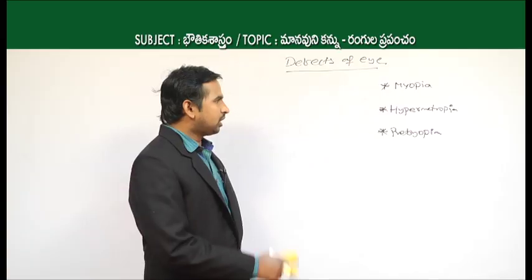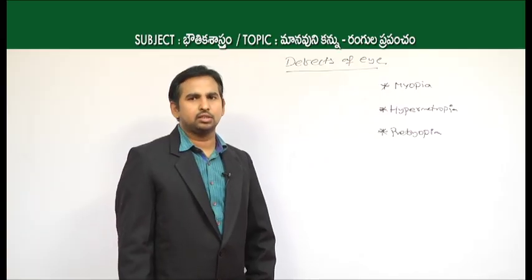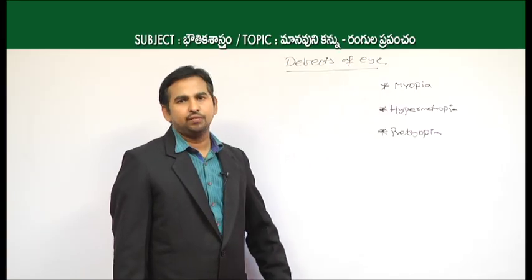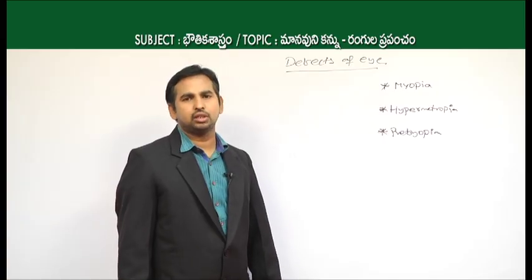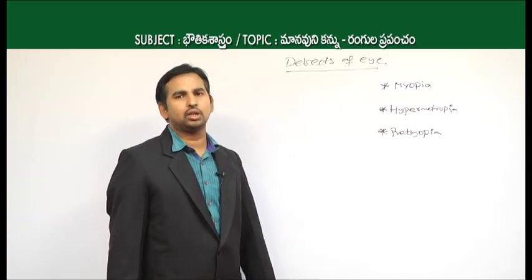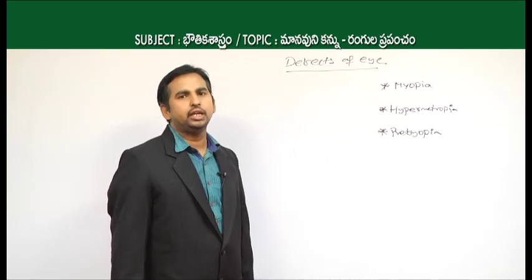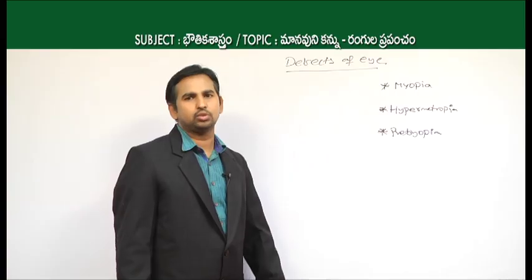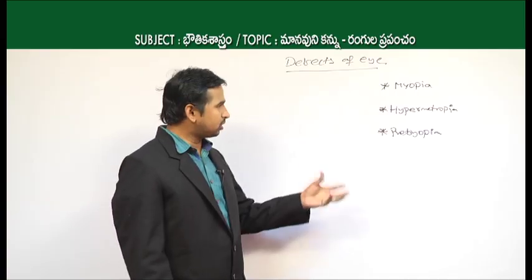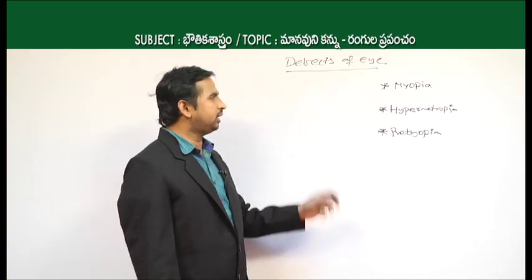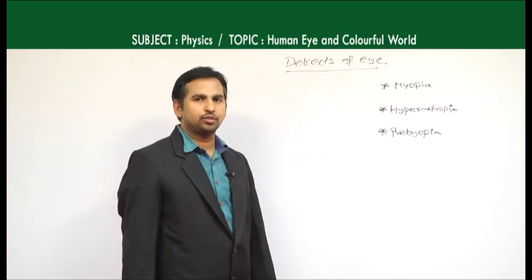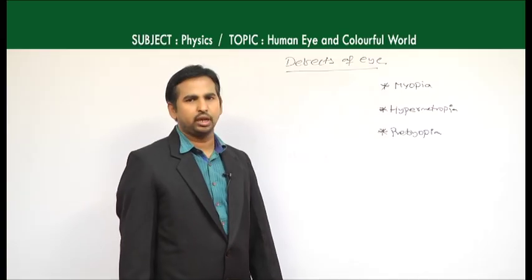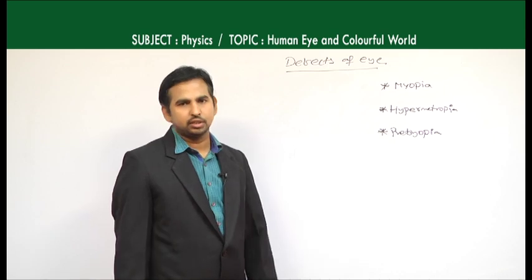Now, in the case of myopia, the short sightedness comes because, whenever our ciliary muscles are adjusting the focal length of the eye lens, sometimes they cannot adjust the eye lens to a maximum, or they cannot adjust it to a minimum. Because of that only, we are getting these three types of defects: myopia, hypermetropia, and presbyopia.